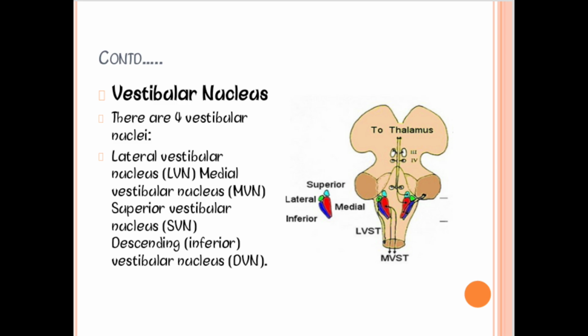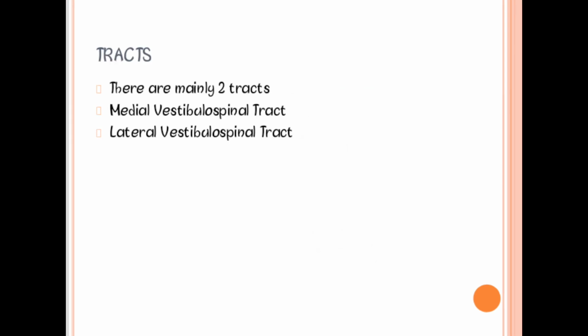Now, as we are going to discuss two important vestibulospinal tracts, we should know what the different types of vestibular nuclei are. So basically, the vestibular nuclei are four in number, and these are the lateral vestibular nucleus, medial vestibular nucleus, superior vestibular nucleus, and the last one is the descending, or you can call it the inferior vestibular nucleus. Now let's talk about the two different vestibulospinal tracts, and these are the medial and the lateral vestibulospinal tracts.